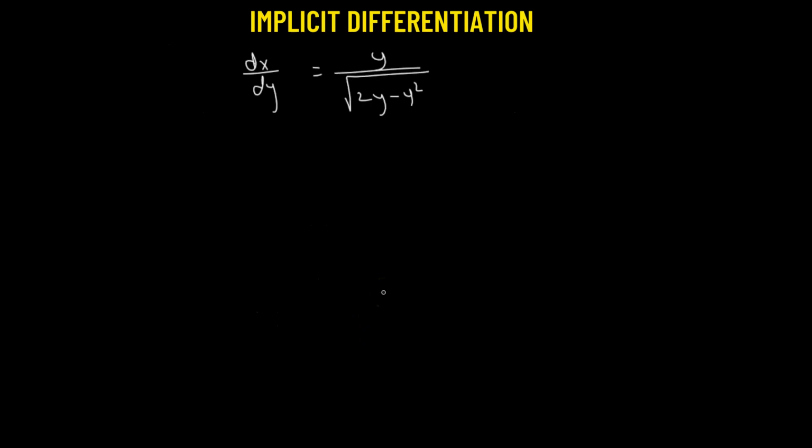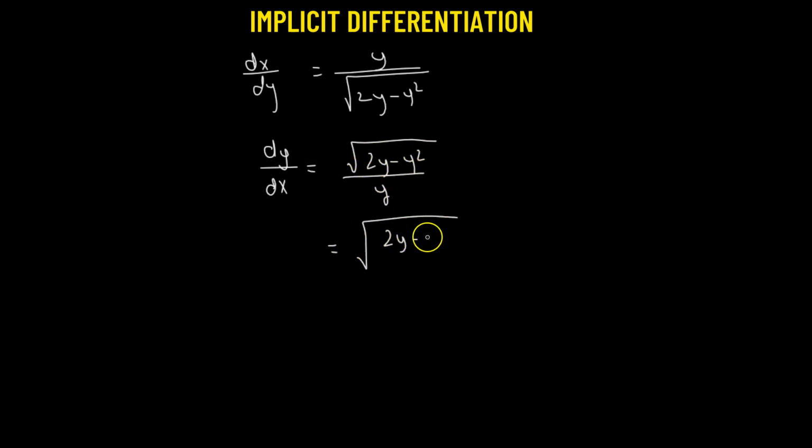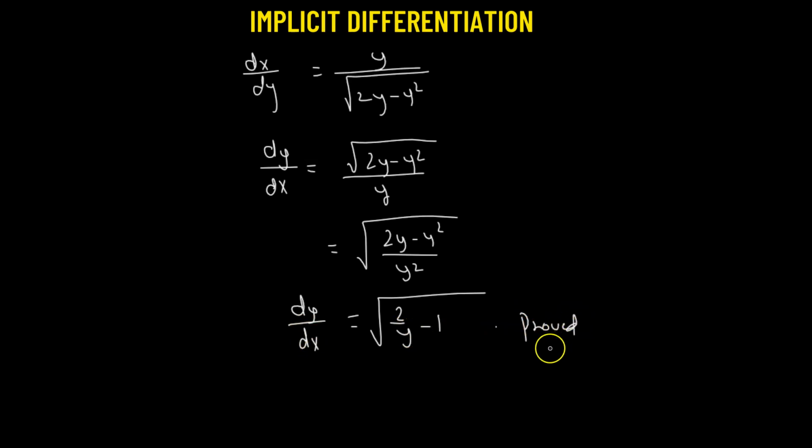Now we can take the reciprocal to get the derivative of y with respect to x equal to square root of 2y minus y squared, whole divided by y. So we can rewrite it as 2y minus y squared, taking this y to the inside of the square root and replacing it with 1 over y squared. So that means we now have 2 over y minus 1. So this is the value of the derivative of y with respect to x, and also this is what we were asked to prove. Hence, we have successfully shown that the derivative of y with respect to x is equal to square root of 2 over y minus 1.